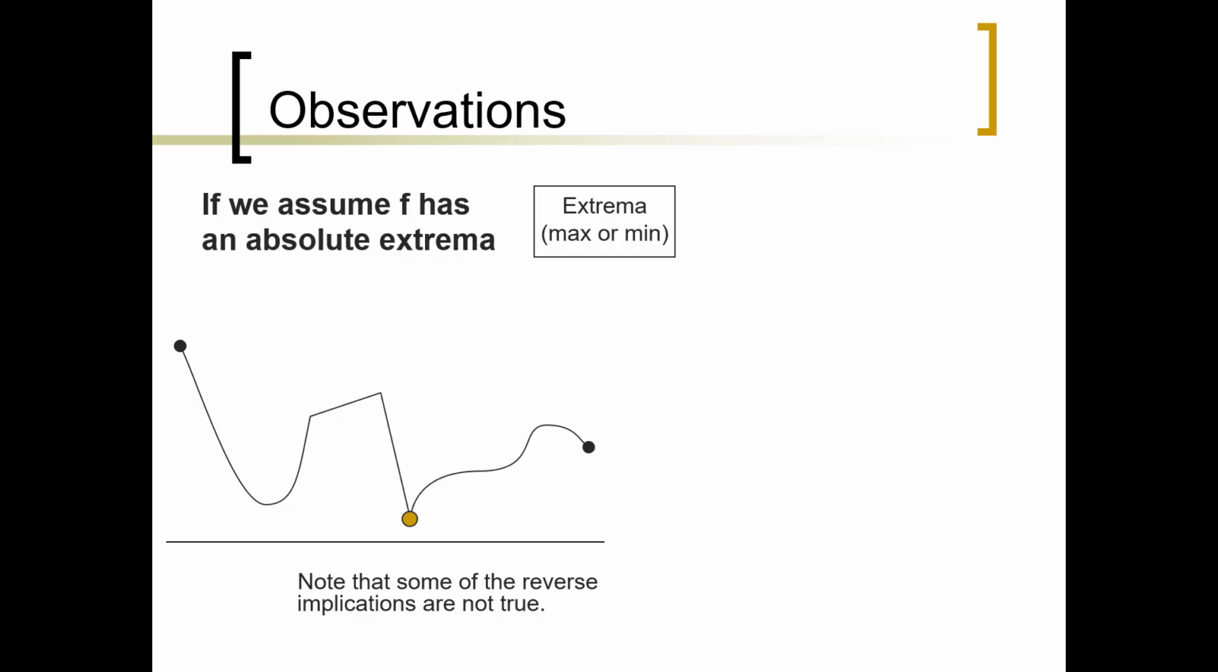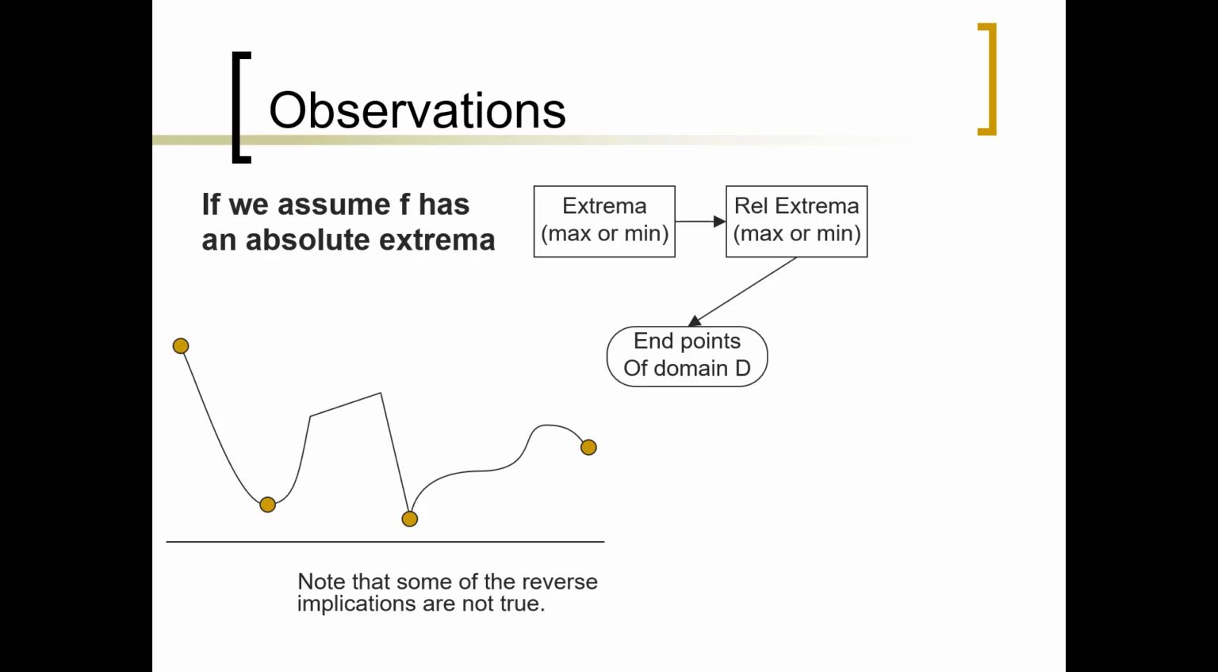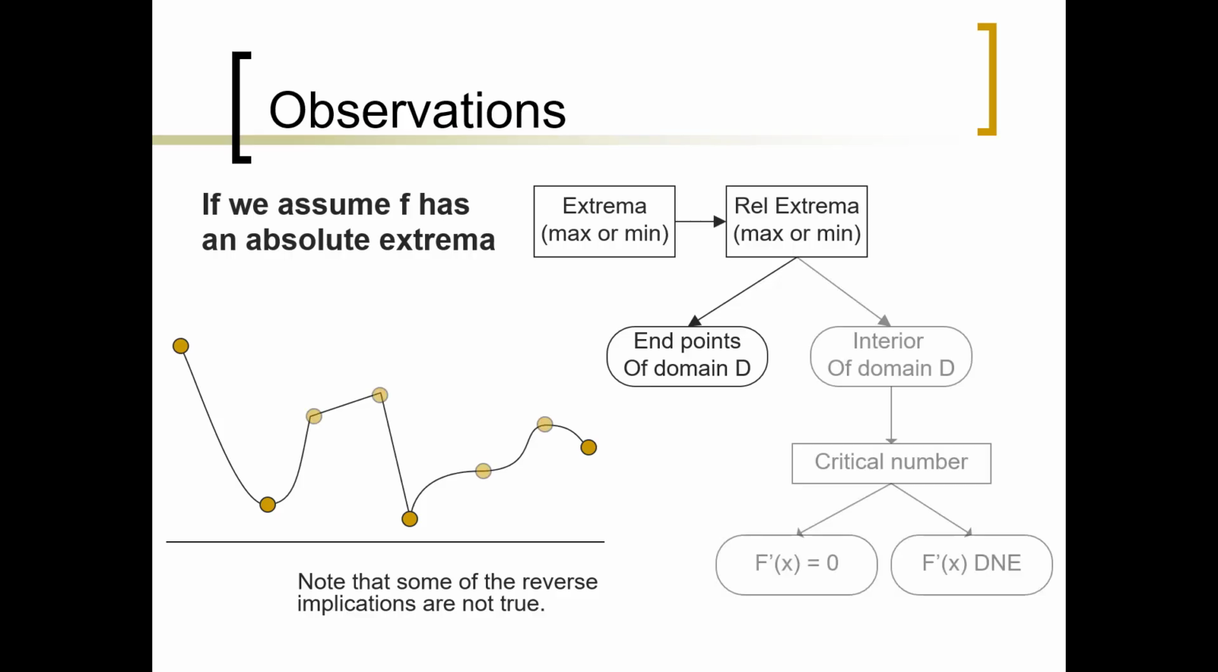So if a function has an absolute extremum, say a minimum, as you could see here in the graph, then that extremum would have to occur at a relative extremum. And here I've highlighted all the relative minimums. But a relative minimum can either occur at the endpoints, and that means we just gained another x value to consider, or at the interior of the domain. But if it's at the interior of the domain, it must be a critical number.